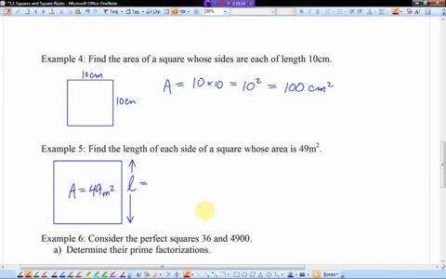So what I will do is I will take the square root of 49, and that is equal to 7 meters. And that makes sense because if we have a length and width that are equal to each other, as is the case in a square, 7 times 7 will give me 49.